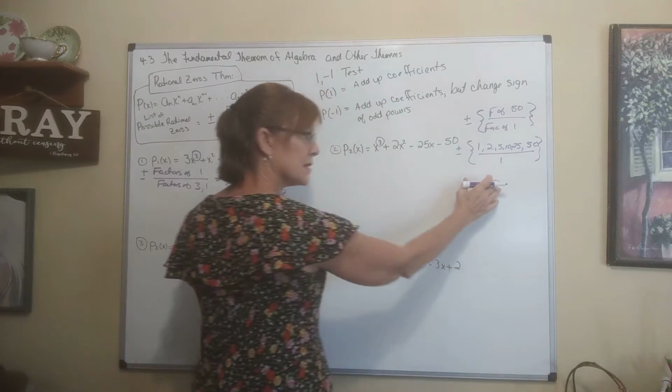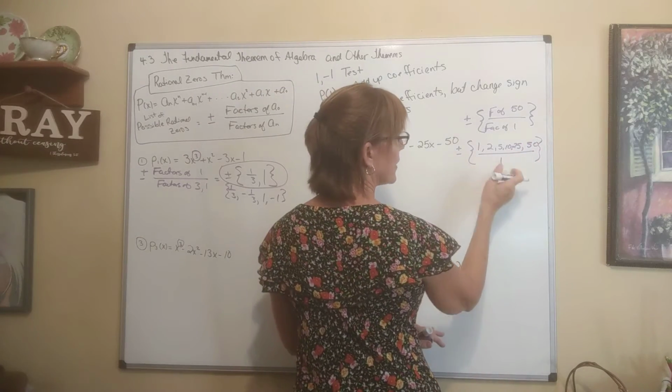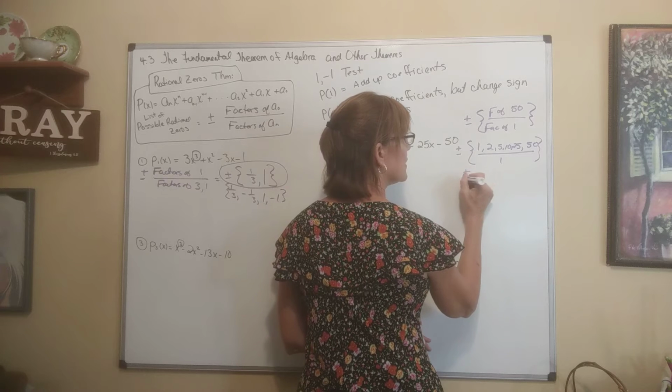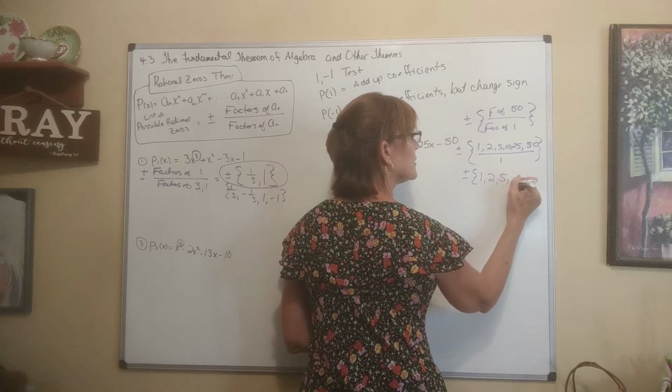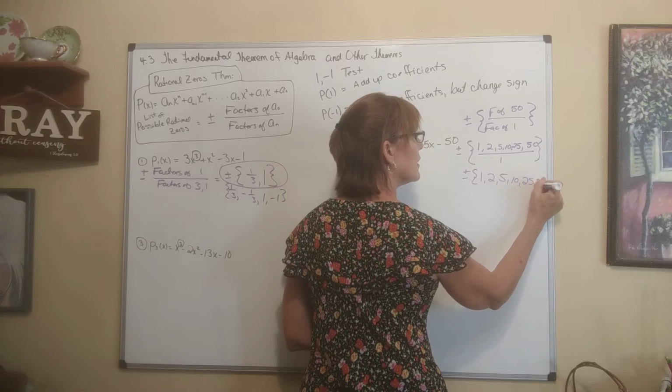All right, so this is not my list. This is, when I divide 1 into this, so this would be a cleaner list. Plus or minus 1, 2, 5, 10, 25, 50.